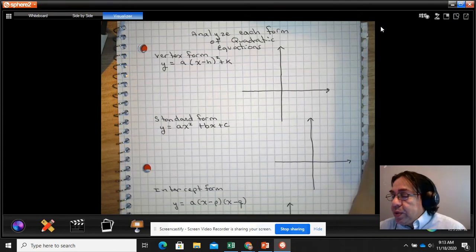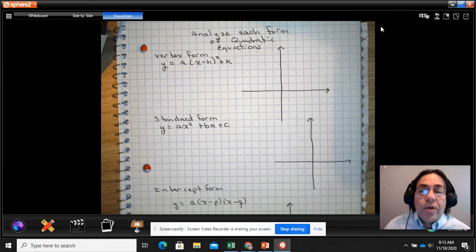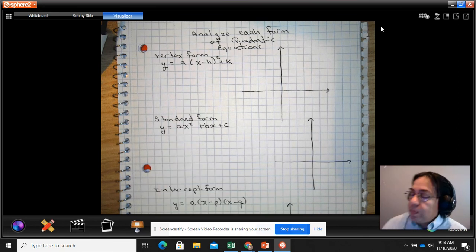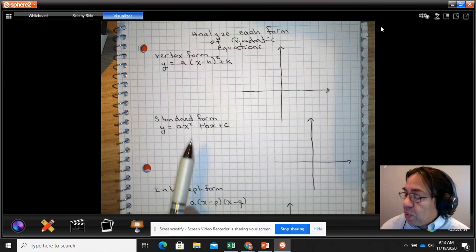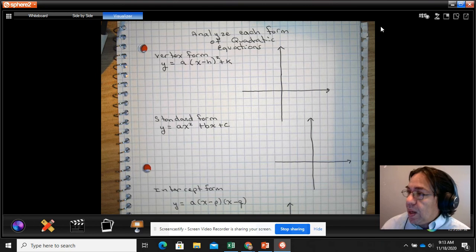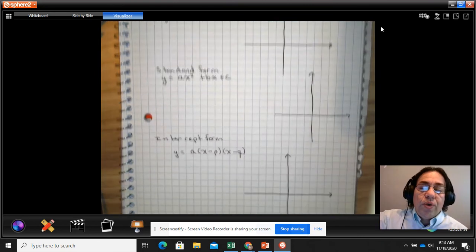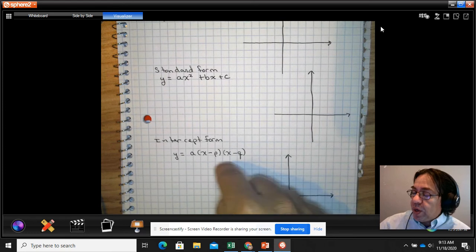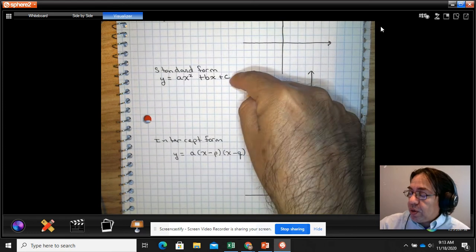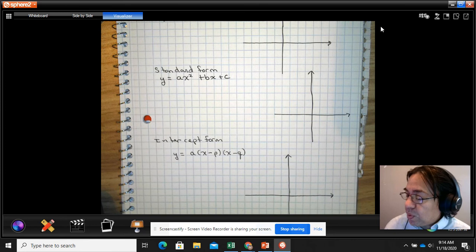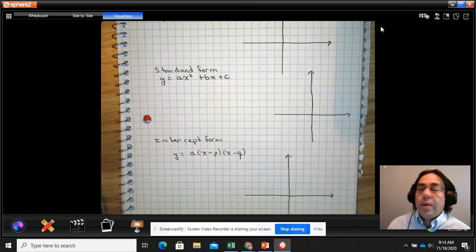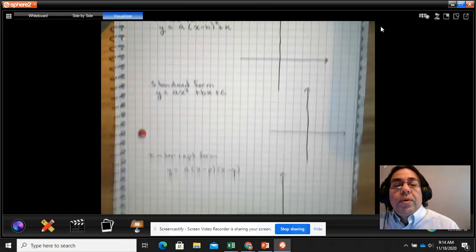Okay, so what we're going to be doing today is analyzing the different forms of quadratic equations. We're going to be looking at the vertex form, which we covered on Monday, the standard form, which we talked about yesterday, and then the intercept form, which we very briefly addressed when we converted from standard to intercept form.